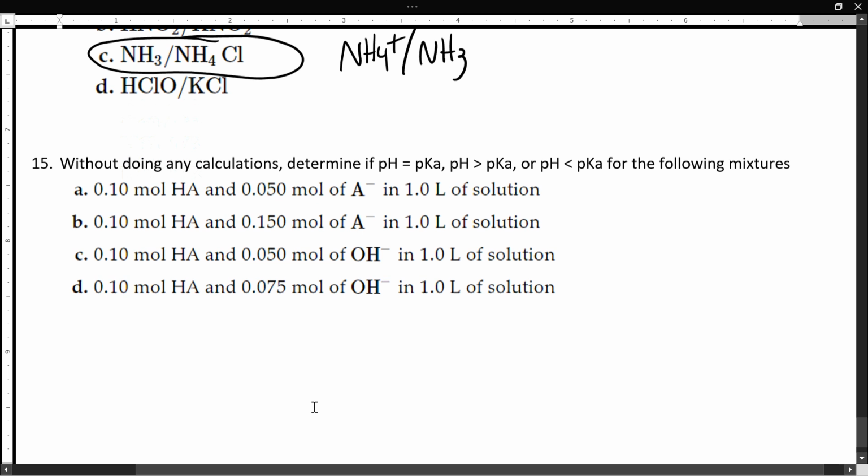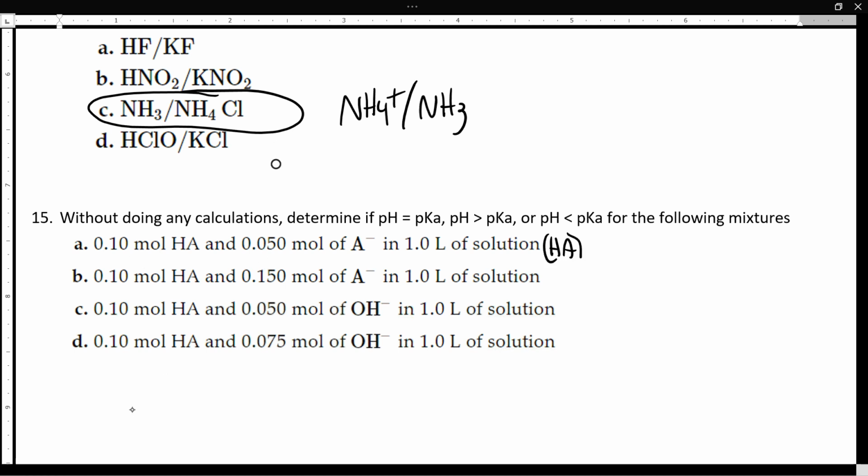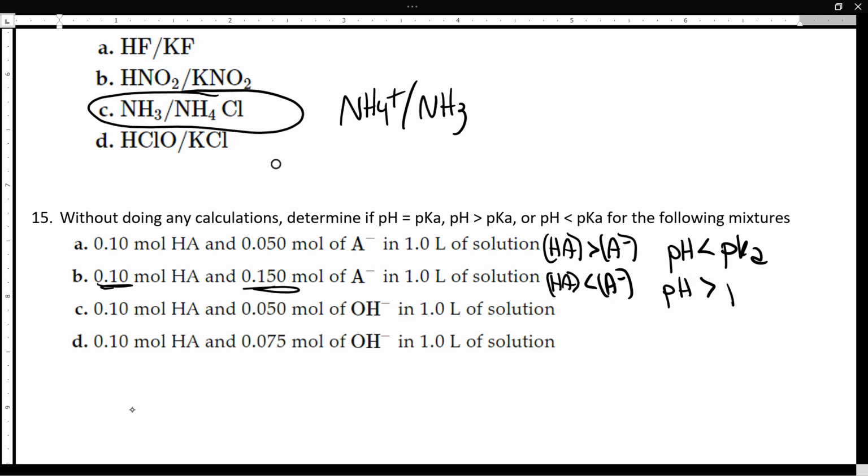And then last question here, thinking about, is pH equal to pKa, a little bit above or a little bit less for the following mixtures? So in this case, if your amount of acid is greater than the base, the pH is going to be less than the pKa. In this scenario, it looks like your amount of acid is less than the amount of base. So if you have more base than acid, then the pH is going to be a little bit greater than the pKa.